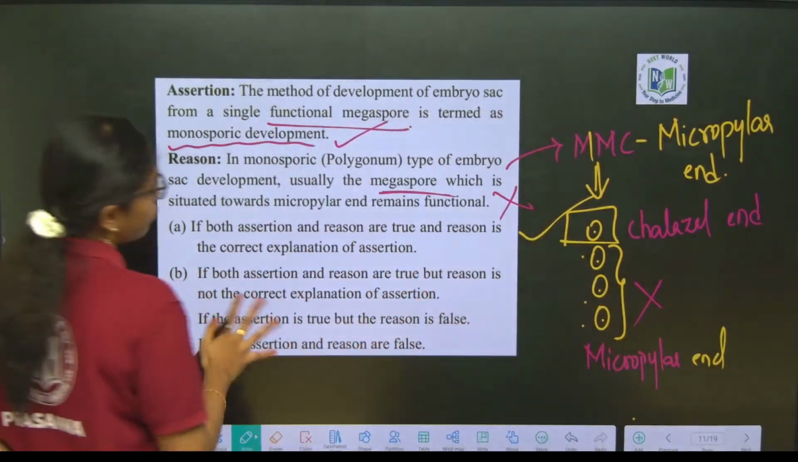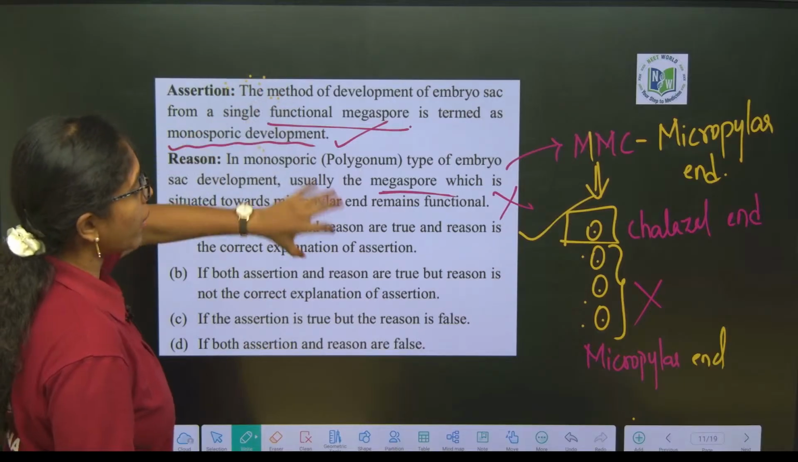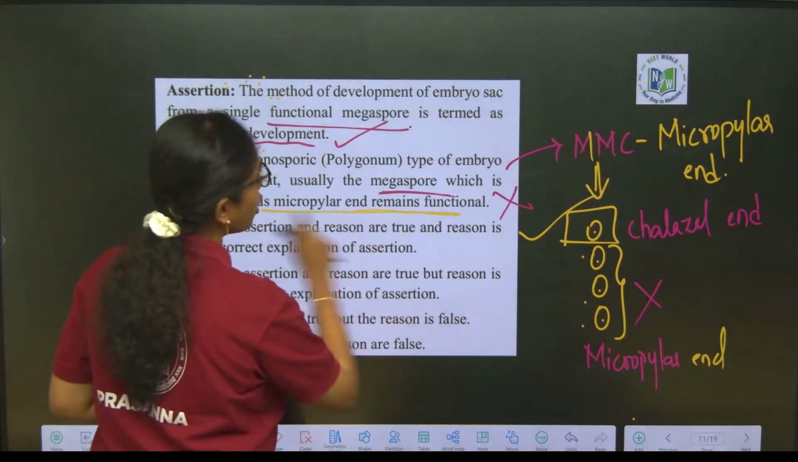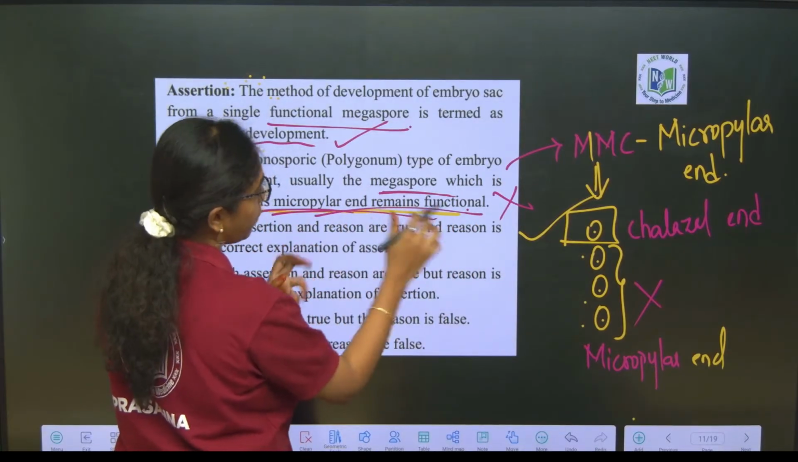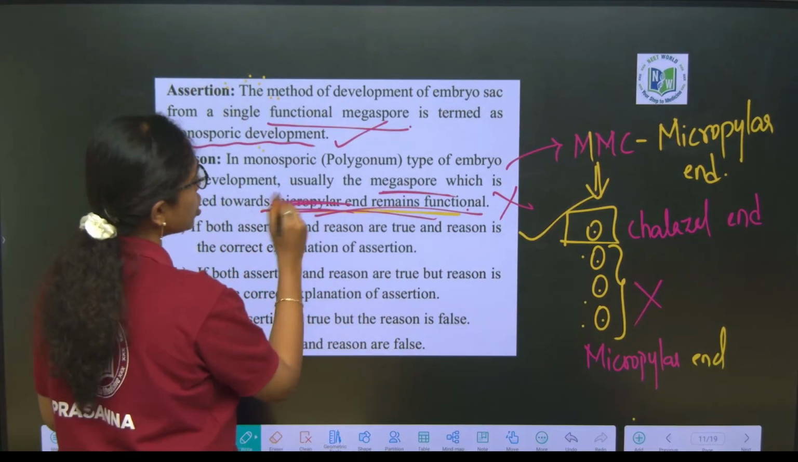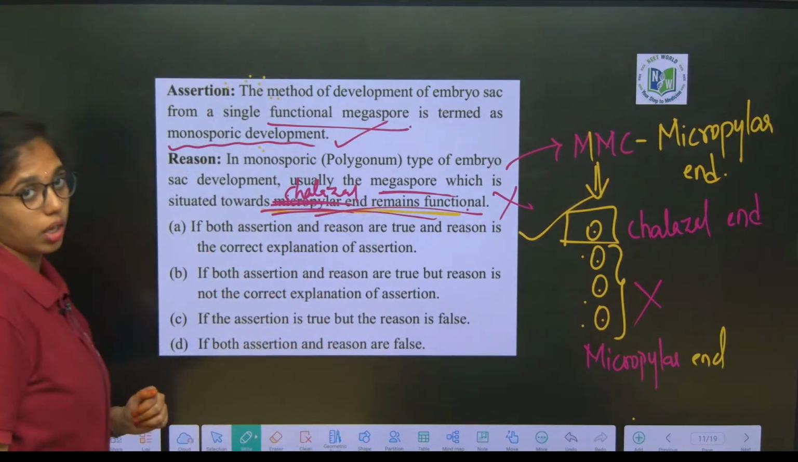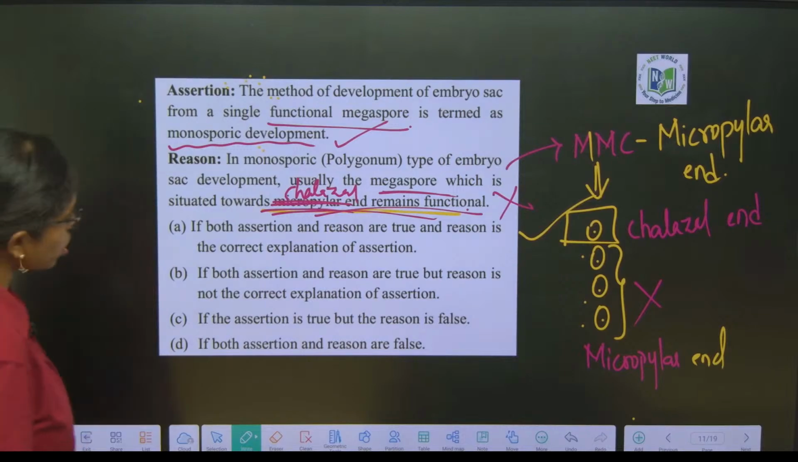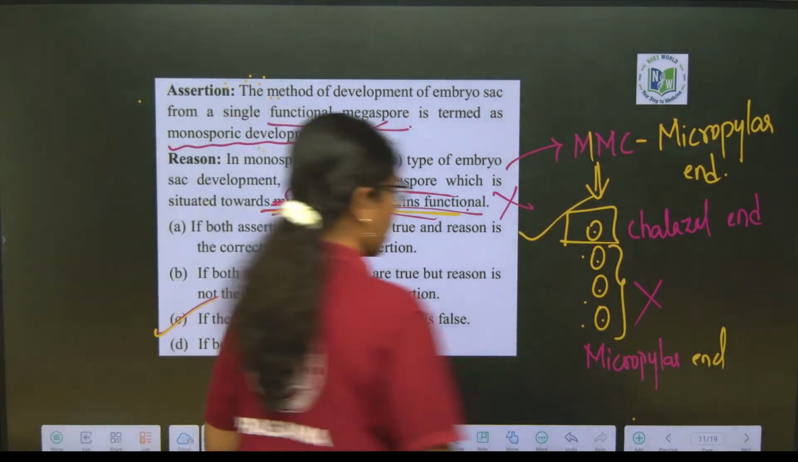So, here if you look, the assertion is true, but the reason is false, because the micropylar end will not remain functional. The megaspore which is situated towards the chalazal end will remain functional. Okay. So, here A is true and R is false. Assertion is true and reason is false. Option C is the right answer.